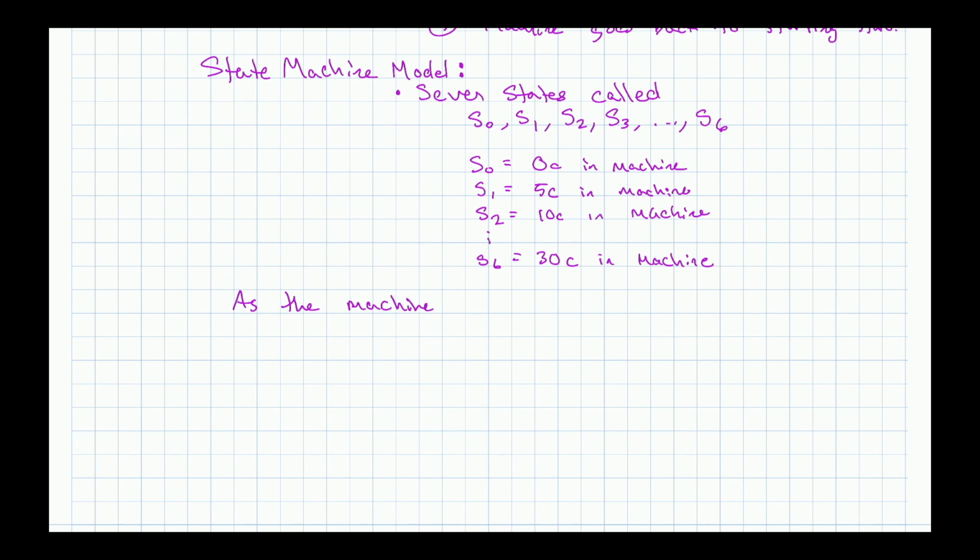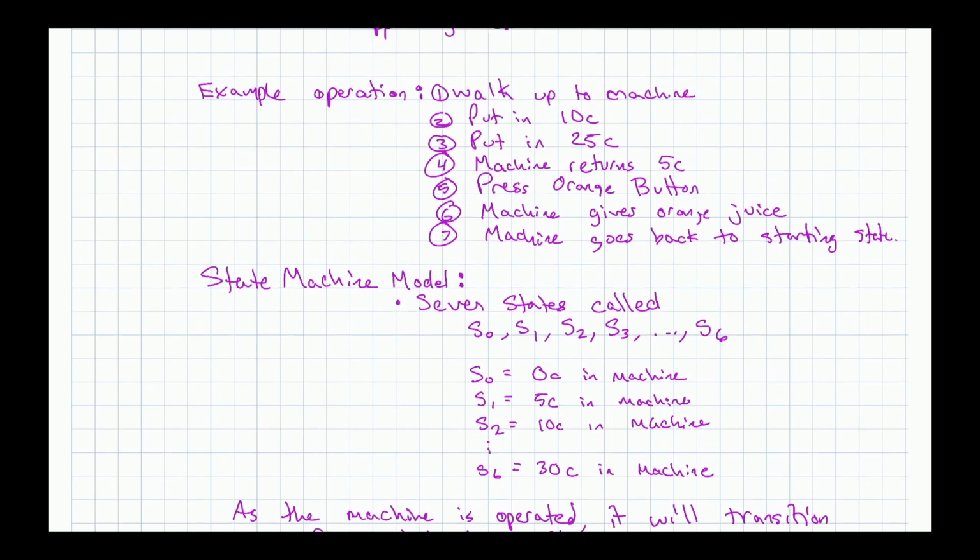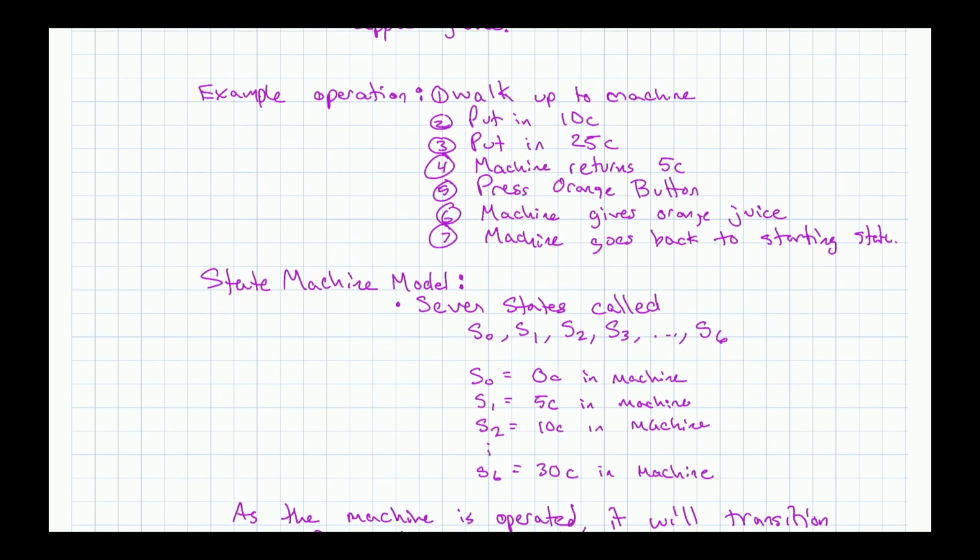As the machine is operated, it will move, or transition, from one state to another. Now I'm not going to rewrite what we did up above. I'm just going to label the states on it. So let's scroll up here and look at this example operation and see if we can label what happens. So pick a color here.